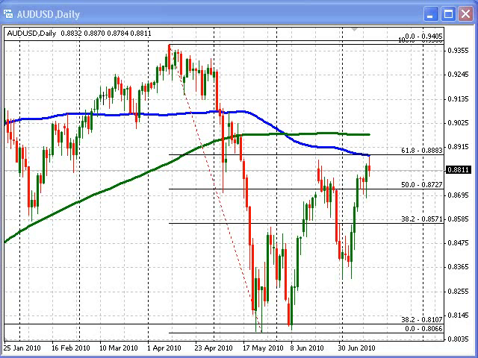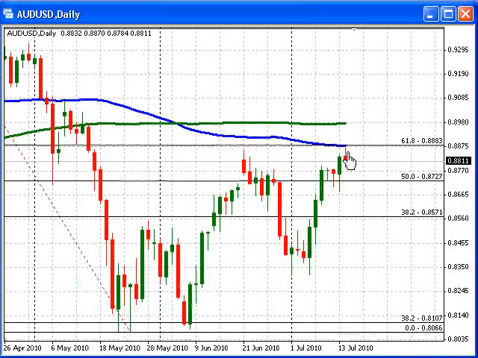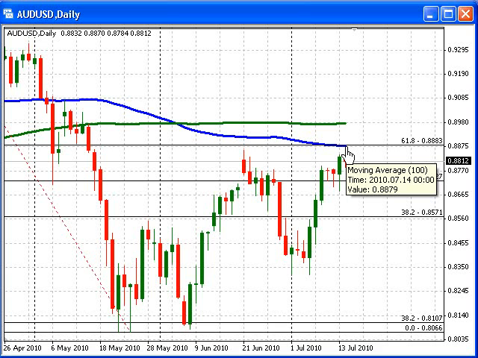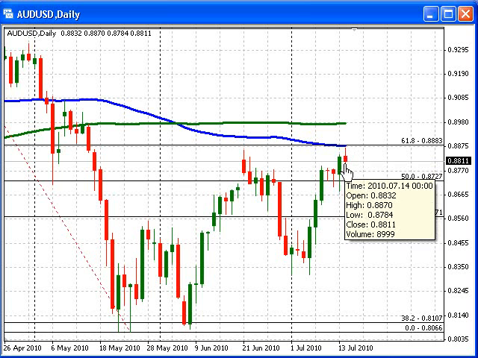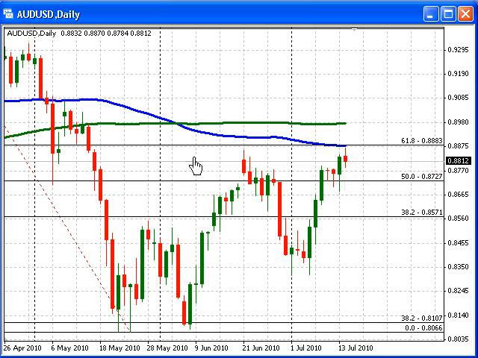The fourth test today occurred in the Aussie versus US dollar, and again this is on the daily chart, and again this is a 100-day moving average. I'm going to zoom in here at that point right here. That's the blue line in the chart. The 100-day moving average comes in at 88.79. The high reached 88.70, and the market has since sold off, currently trading at 88.10. A successful test of the 100-day moving average.